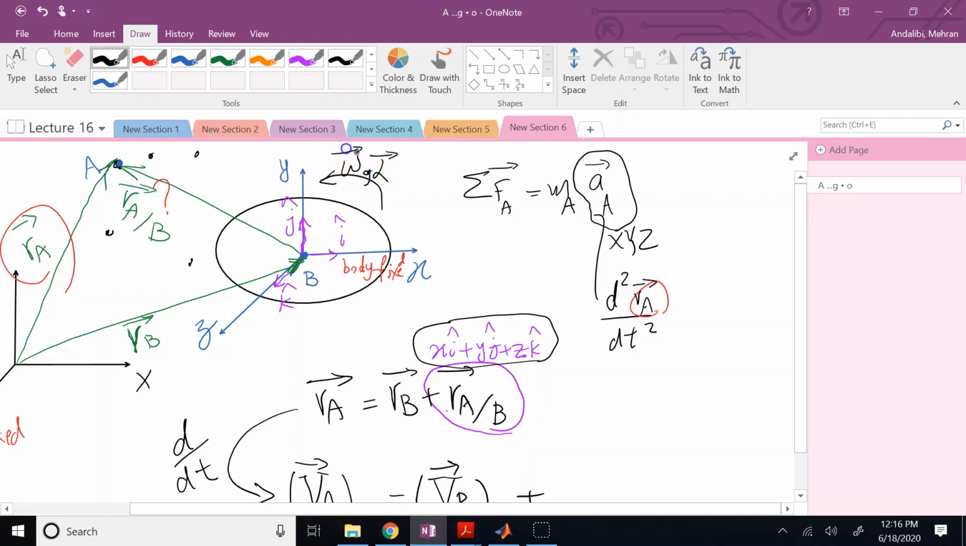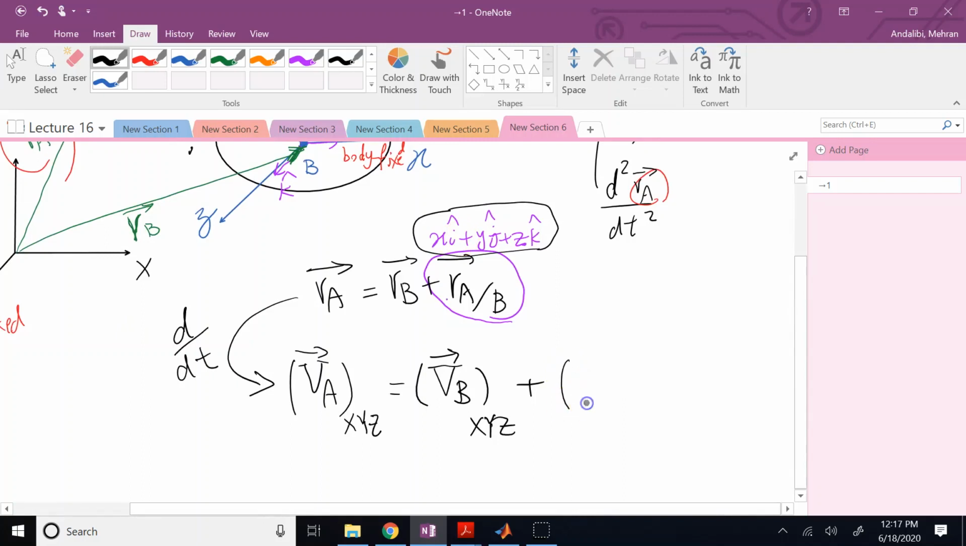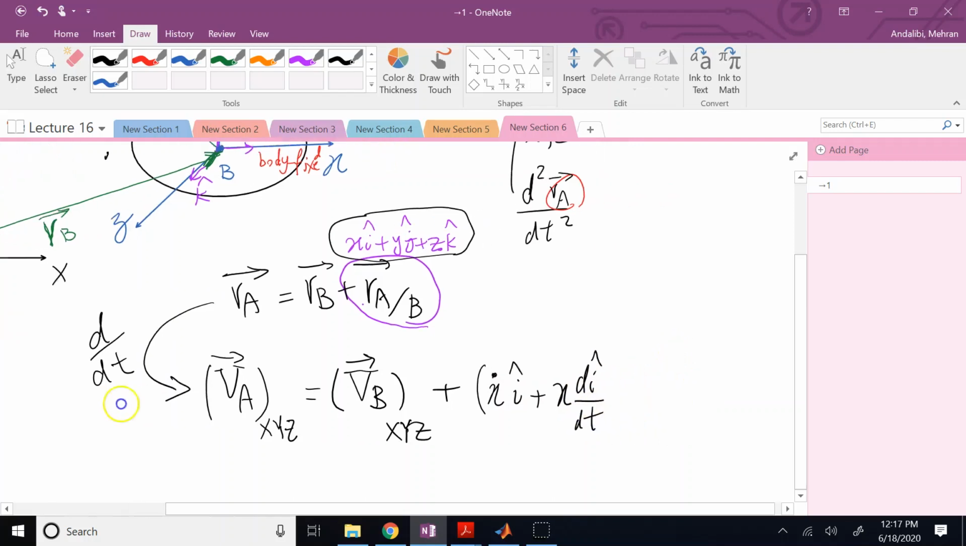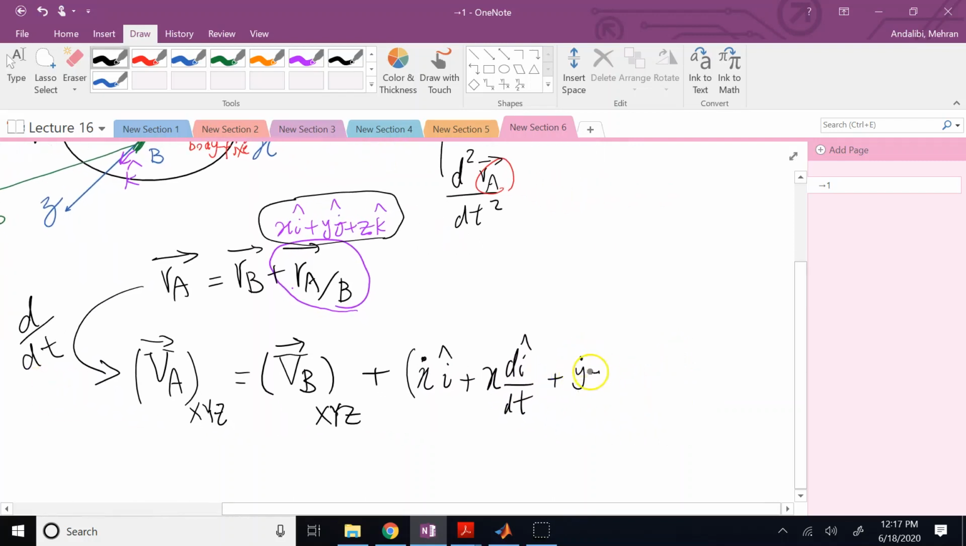Yes, they rotate. So they are fixed magnitude vectors, but they do rotate. And we learned in the past, when a vector with fixed magnitude does rotate, it has a time derivative. So the derivative of this one is going to be the derivative of x with respect to time, which is x dot times i, plus x di/dt, and then plus y dot j plus y dj/dt, plus z dot k plus z dk/dt.